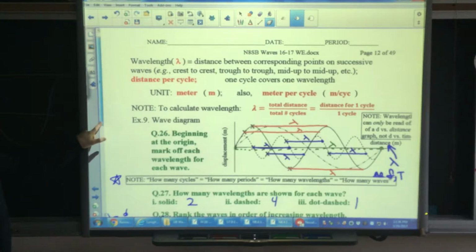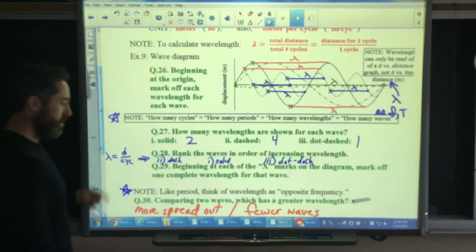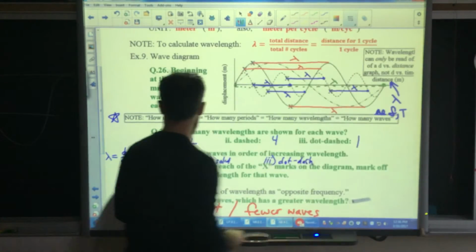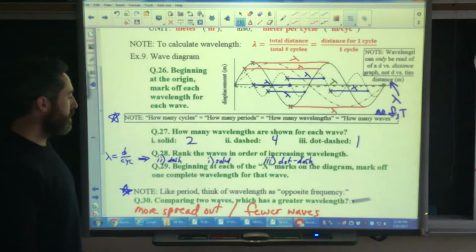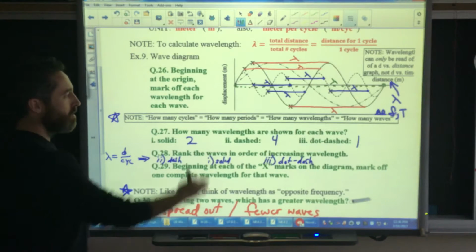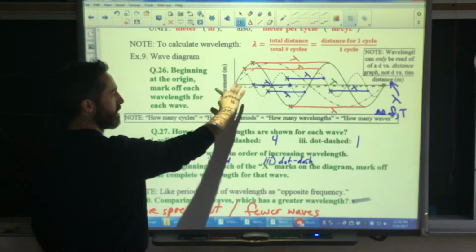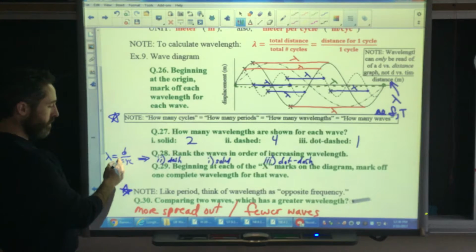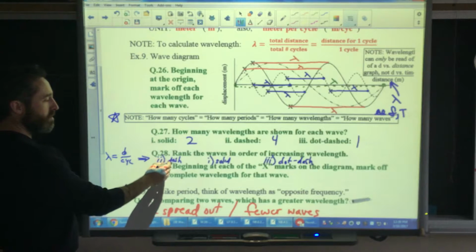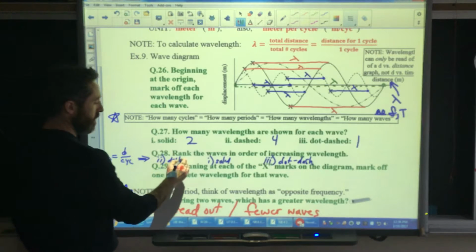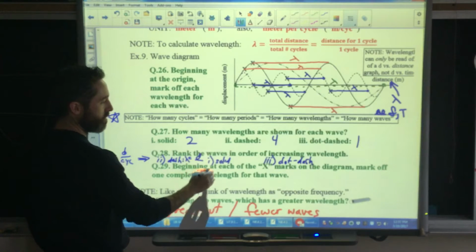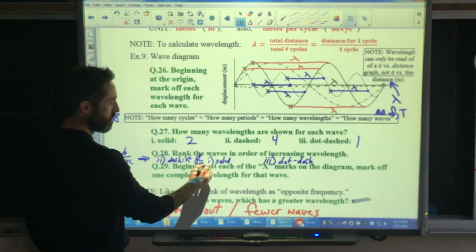Okay. If you wanted, you might appreciate a little bit of clarification here on question 28, ranking the waves in order of increasing wavelength. All three waves, the solid, the dash, and the dot dash, all cover the same total distance shown here. And so if you look at the wavelength of each, the reason the dash had the smallest wavelength is because the wavelength was whatever that total distance is per 4 cycles.